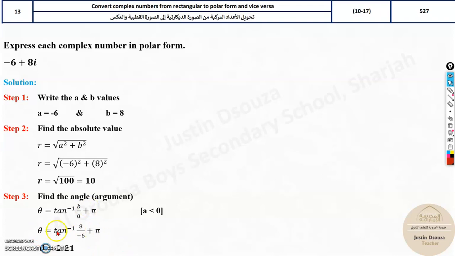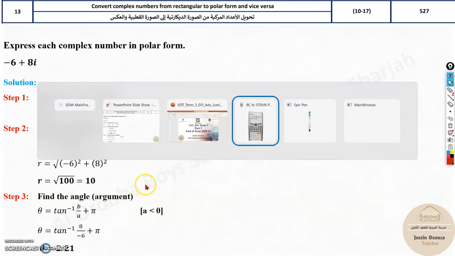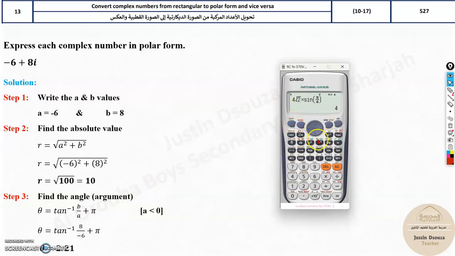Now just type it in the calculator, you will get the values. So now tan inverse 8 divided by minus 6, close the bracket, plus pi. Now, since my calculator is in radian mode, I don't need to worry. Otherwise, you need to press shift, mode, and 4, because I'm using pi. This is the radians. Theta is 2.21 radians.